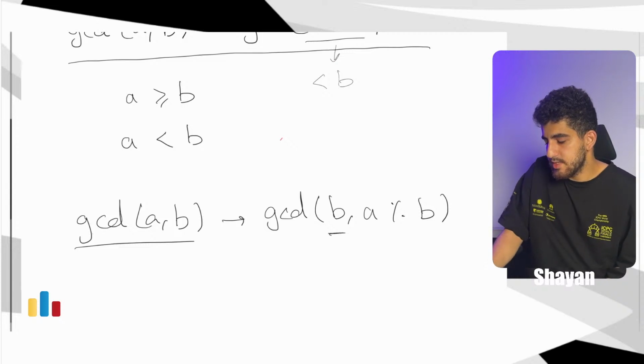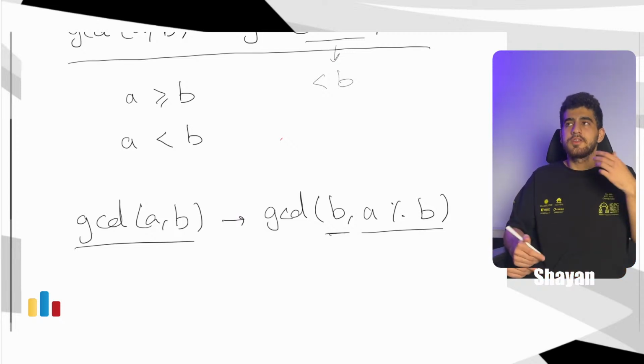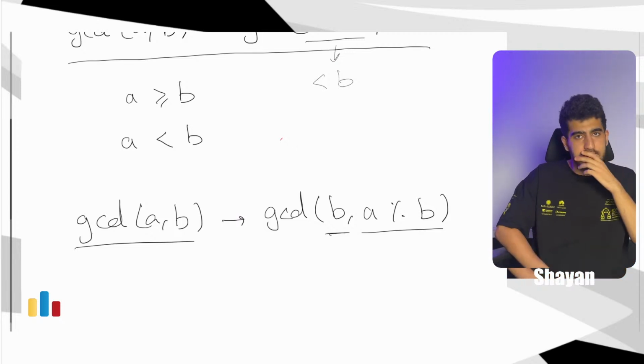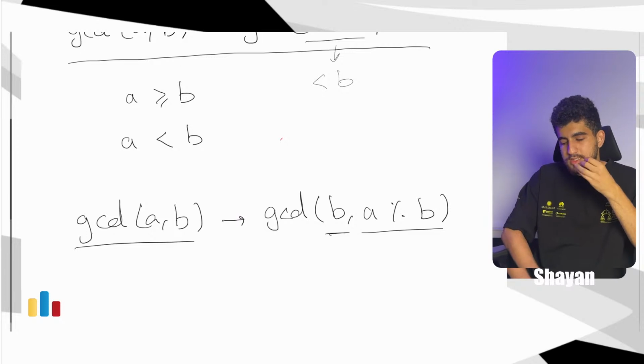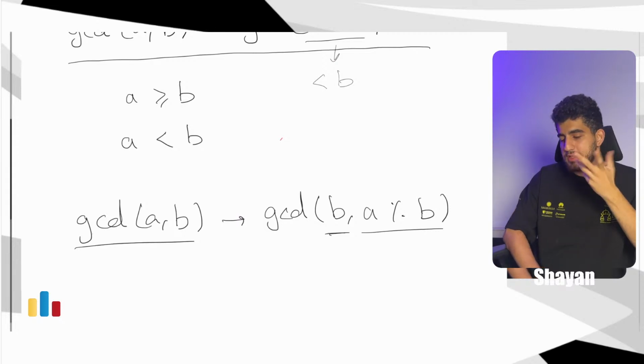So the point is that we know that now B is the greater number. It's equal to GCD of B and A modulo B. And maybe we can continue this process over and over again. And now the question is, if we continue this process over and over again, how many steps are we going to have in order to calculate GCD of A and B?